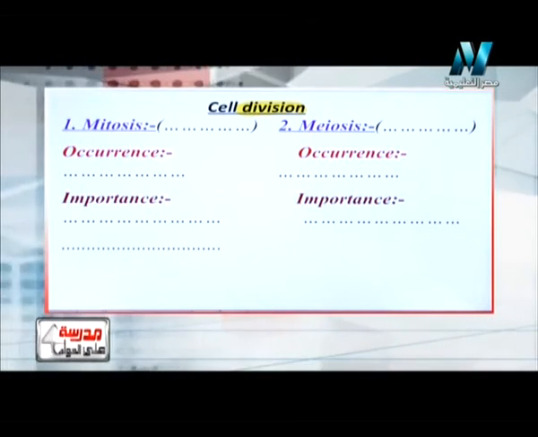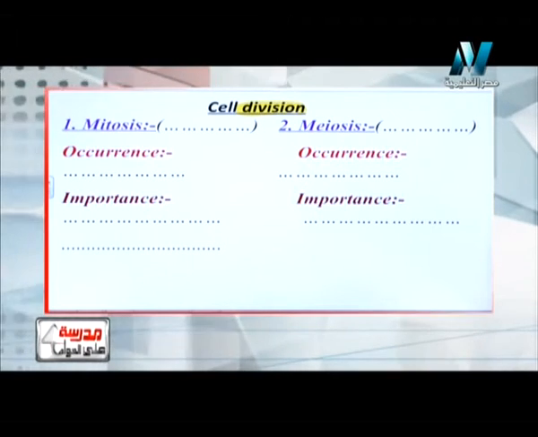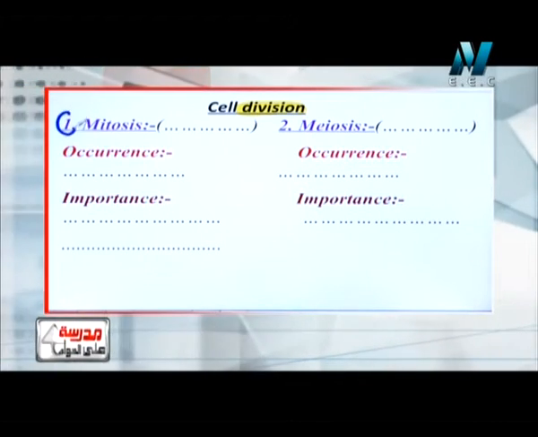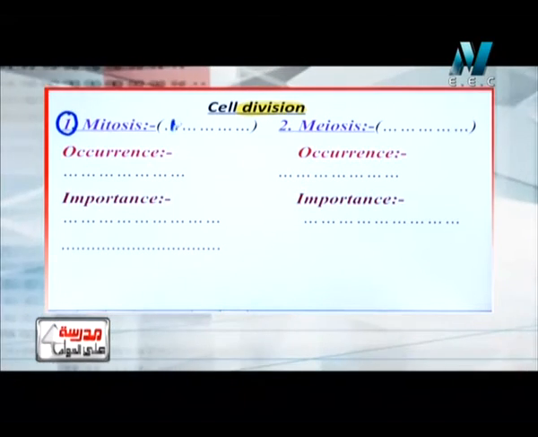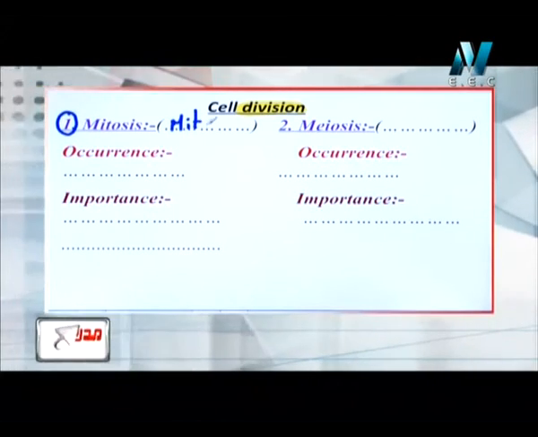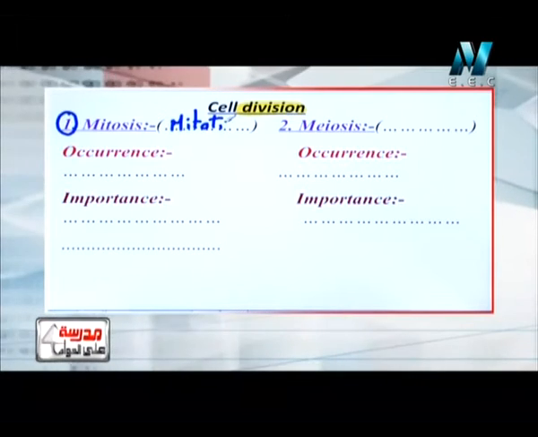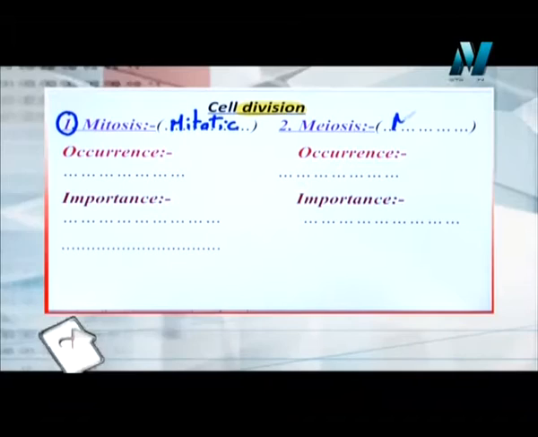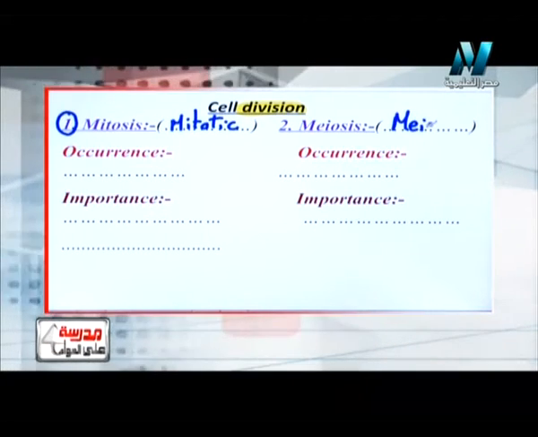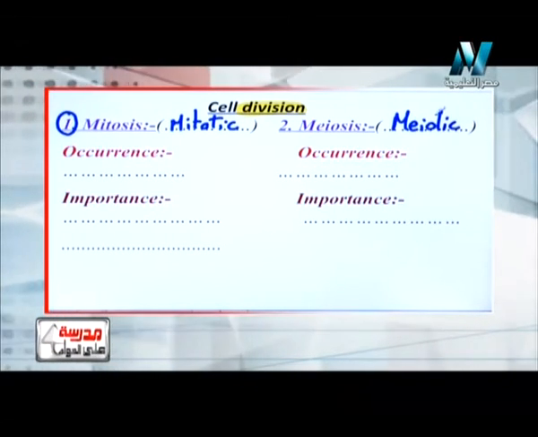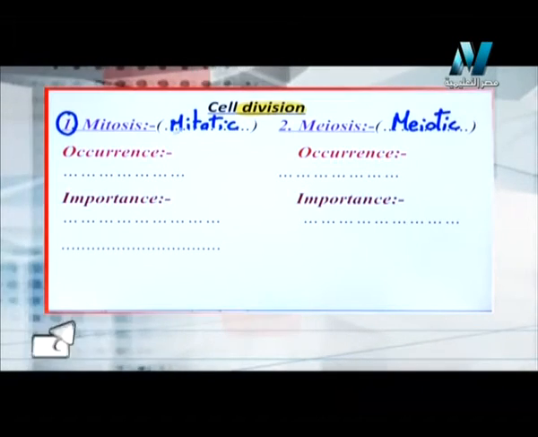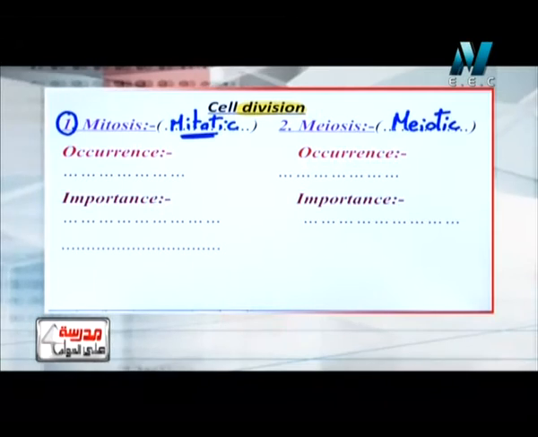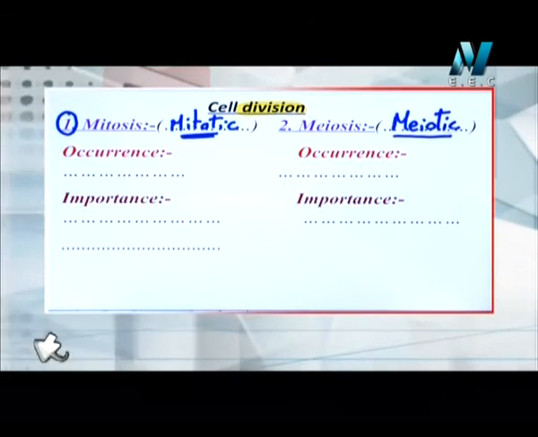We have number one, cell division is called what? Mitosis. Number one here is called what? Mitosis or mitotic. And number two, we have meiosis or meiotic. So we should differentiate between mitosis or mitotic and meiosis or meiotic.